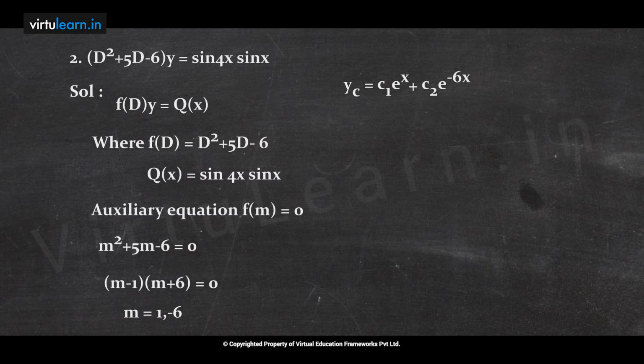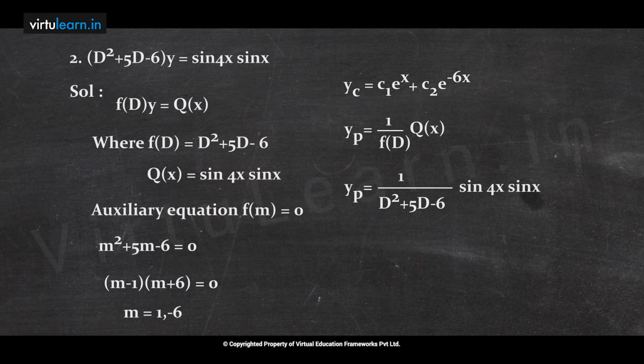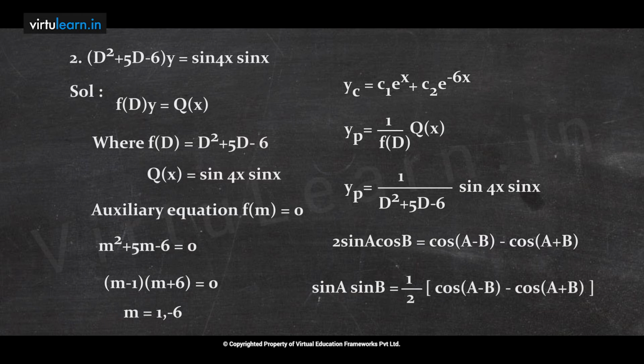This is the complementary function. Now, the particular integral. The general formula of the particular integral is 1/f(D) into Q(x). Yp = 1/(D² + 5D − 6) into sin 4x sin x. We don't have a method for sin 4x and sin x, so you should convert into one quantity. We have one formula in trigonometry: 2 sin a sin b = cos(a − b) − cos(a + b). We already know these formulas very well. So sin a sin b = 1/2 [cos(a − b) − cos(a + b)].